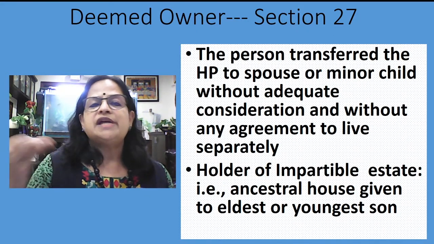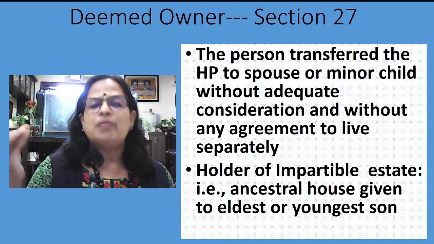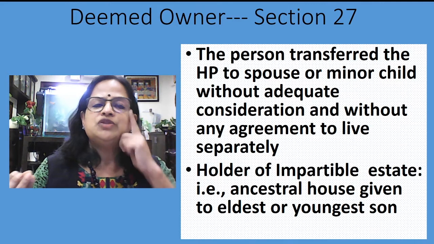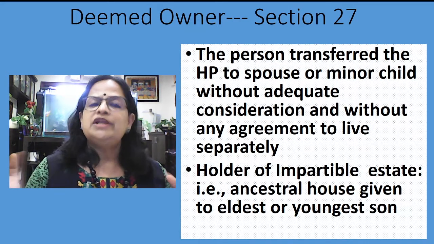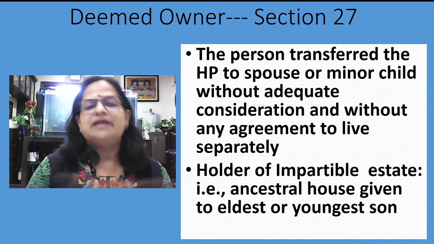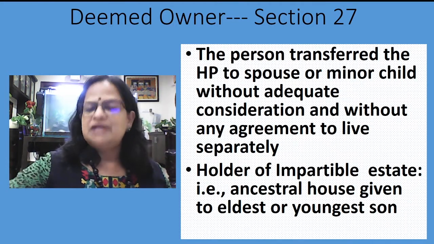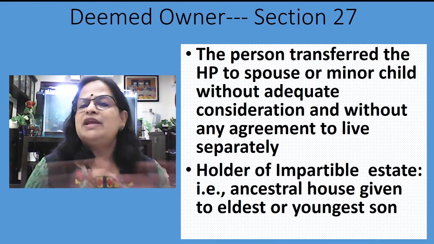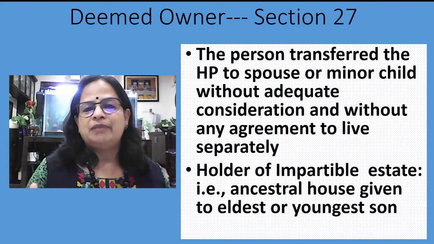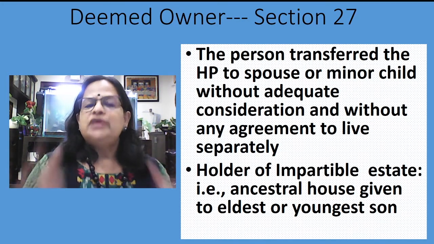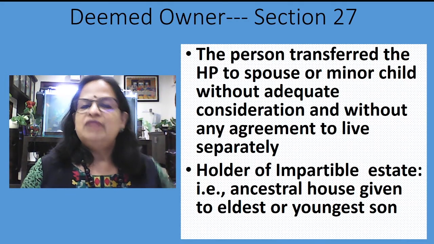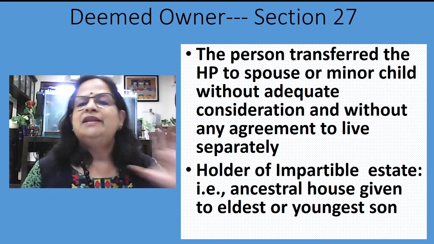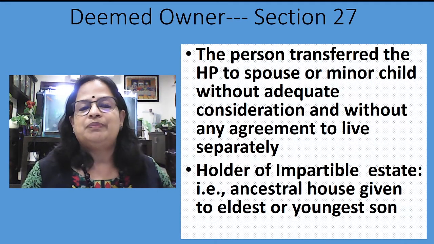A person transfers the house property to spouse or minor child without adequate consideration and without any agreement to live separately. See, usually in a divorce agreement, if they are separating as husband and wife, and the children are going with either the father or mother, there will be some division of the family property or whatever assets they have. So if the property is transferred to the spouse and minor child with an agreement to live separately, then that person will get the ownership.